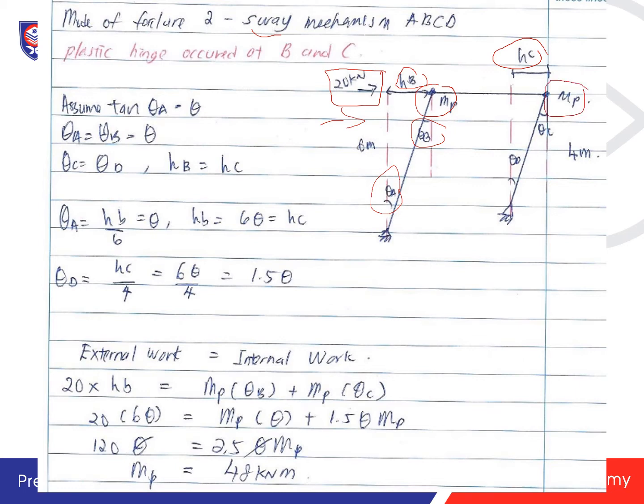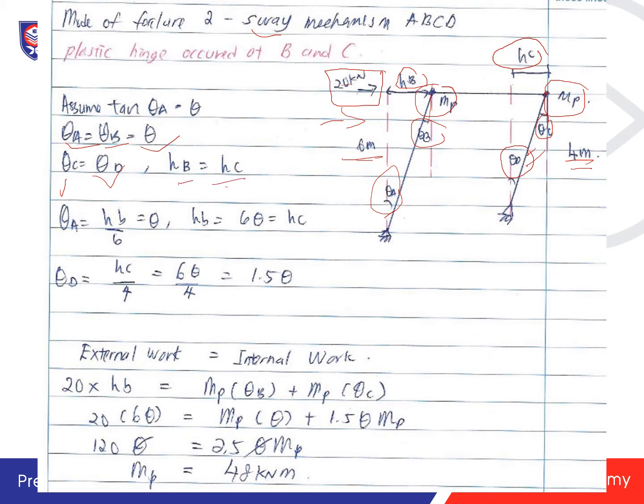Caused by this joint when the force is applied, and then here you have a theta C, here you have a theta D. So here is 6 meter, here is 4 meter. So theta A is equal to theta B. You can see that this theta A is equal to theta B, which is also equal to theta. And theta C is equal to theta D.